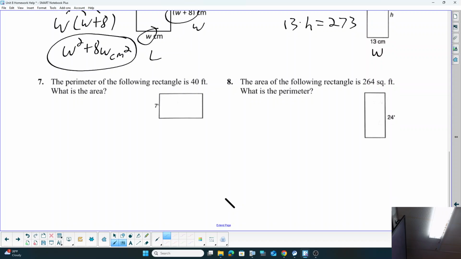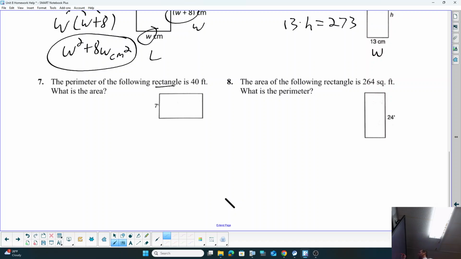Okay, the perimeter of the following rectangle is 40. What is the area? Pause me. Try it on your own. You got this. Do you remember how perimeter works? Do you remember how a rectangle works? Try it on your own.